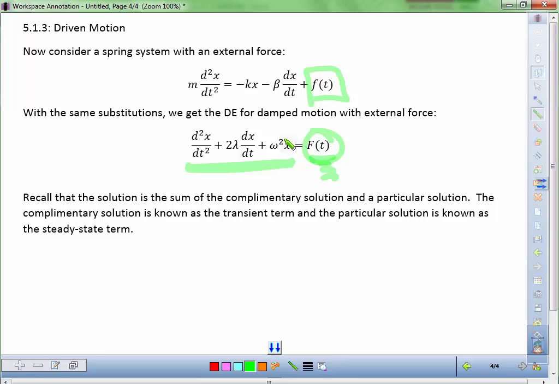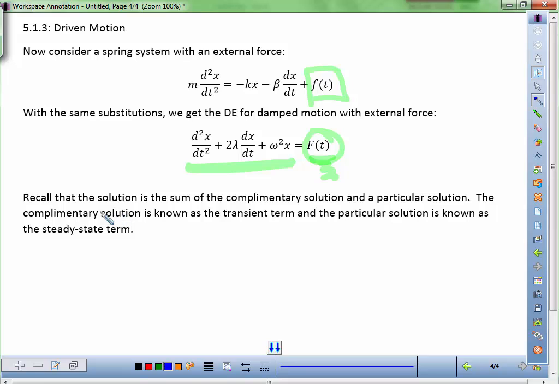So here they make a little note. Recall that the solution is the sum of the complementary solution plus a particular solution, and the complementary solution is known as a transient state. And we'll see why it's known as a transient state. And if you haven't noticed, I guess you'll probably notice a little bit more when you start doing homework and stuff.